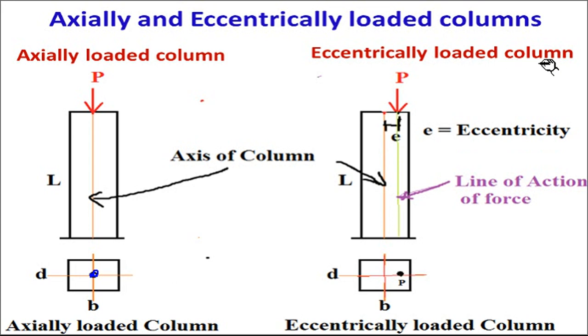And then see the eccentrically loaded one. Now this load is not acting on the axis, it has some eccentricity e. Eccentricity is the eccentric distance, not at the center, the distance measured from the center of the column to the line of application of load. The distance between these two is called e.